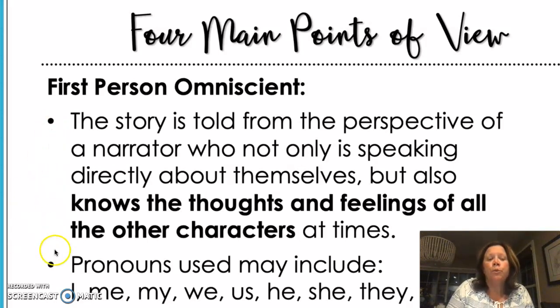It has 2 points to it. So again, the narrator who not only is speaking directly about themselves, but also knows the thoughts and feelings of all the other characters at times. So omniscient is all knowing. So first person omniscient, they just have a little bit more knowledge than just a regular first person narrative who just talks and tells a story about themselves.